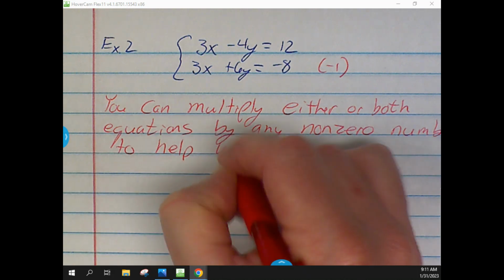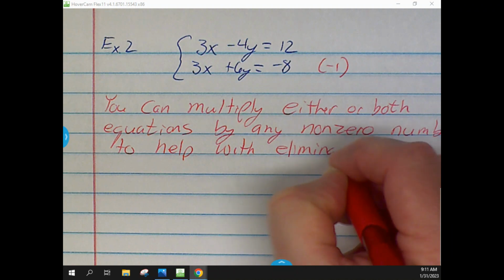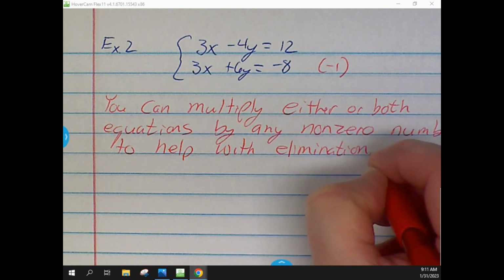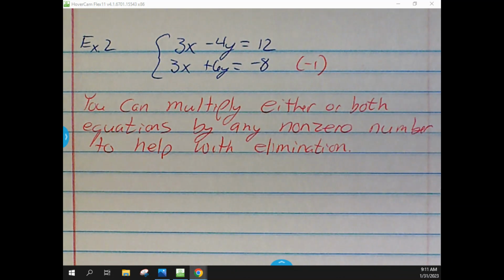To help with elimination. Because as we go through the problems here, every one we get, you're going to have to start multiplying some equations to help make it work out. It's not always going to be as easy as, okay, here's all the numbers and it's perfect. You're going to have to start kind of adjusting these.